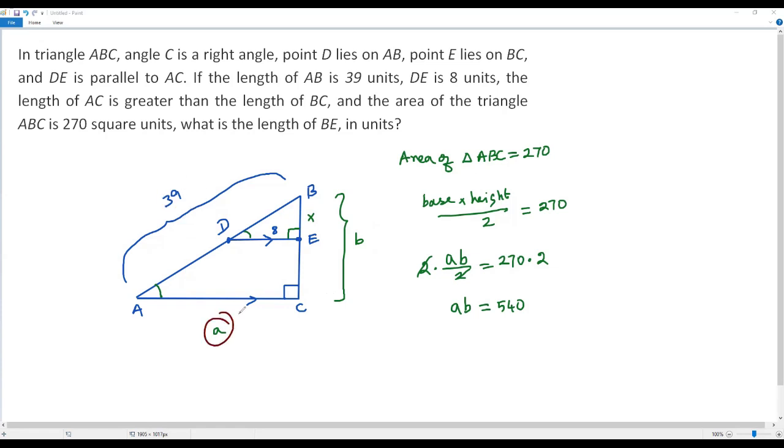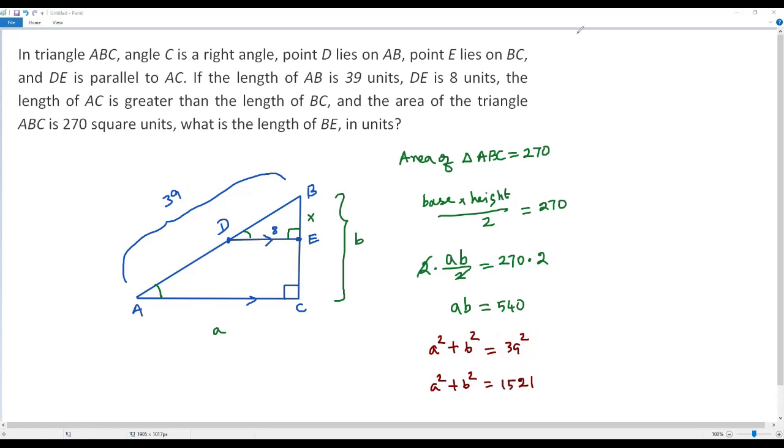Okay, now let me square these and add, that is a square plus b square. This is equal to, that is, the sum of the squares of the two legs equals the square of the hypotenuse. So that is 39 square. A square plus b square equals the value of 39 square, which is 1521.